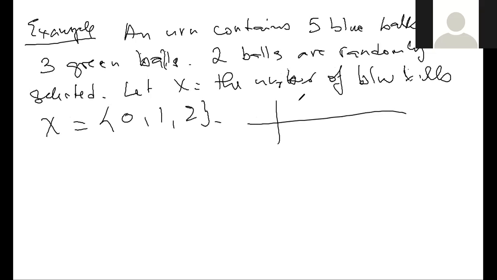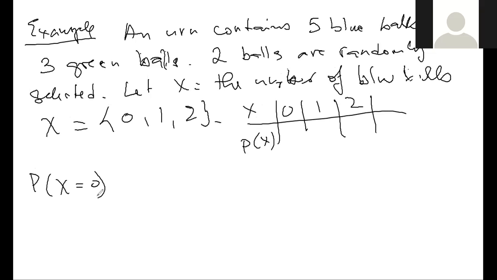Now we want to make a frequency distribution table of X. The first question, what is the probability that X equals 0? This will be all 2 balls are, X equals 0, all 2 balls are what?